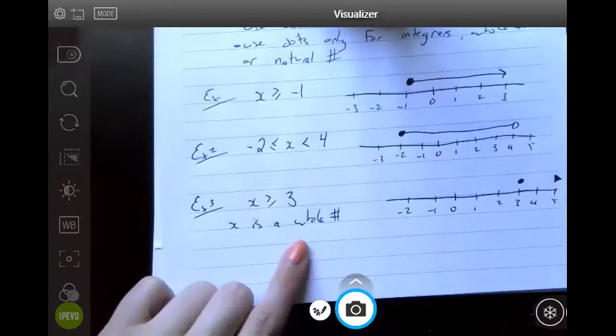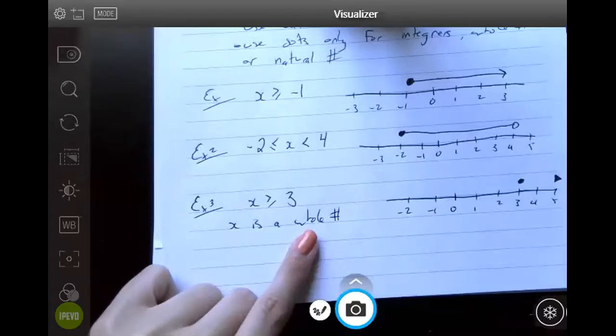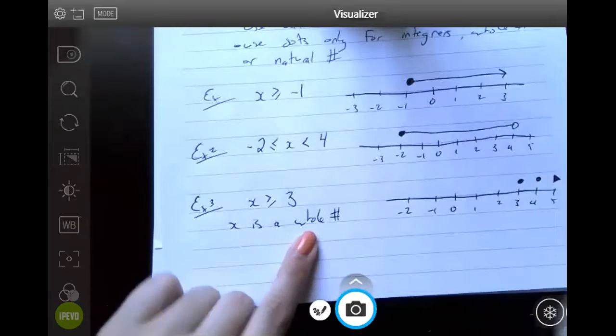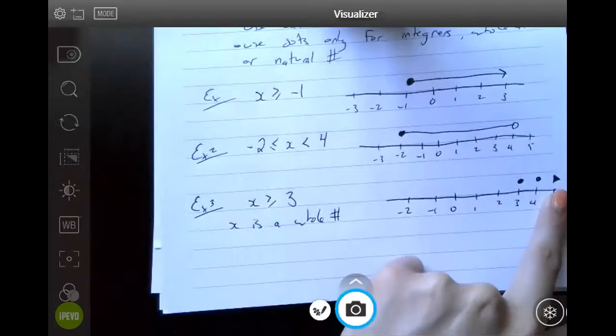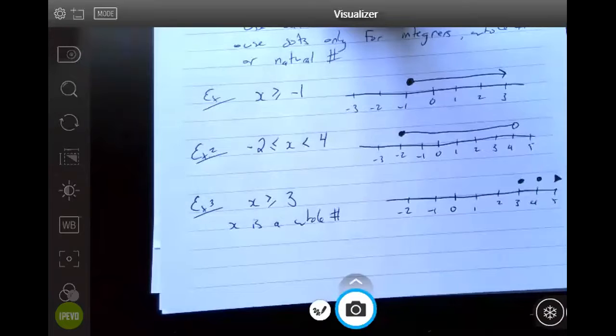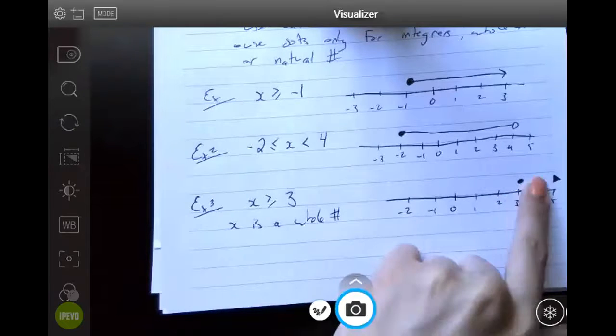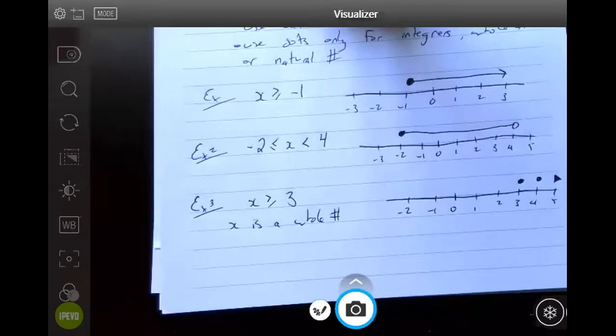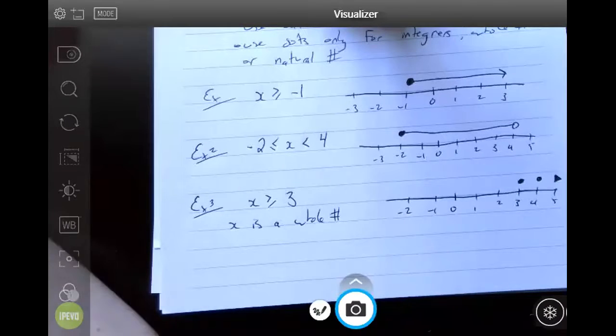But because it's whole numbers, I use dots only, not a line. So I'm just going to use dots in the direction of the arrow instead of a line in the direction of the arrow. And the dots just go right over the whole numbers, or the arrowhead goes right over the whole numbers. Okay. Yeah, I think that's it for graphing inequalities.